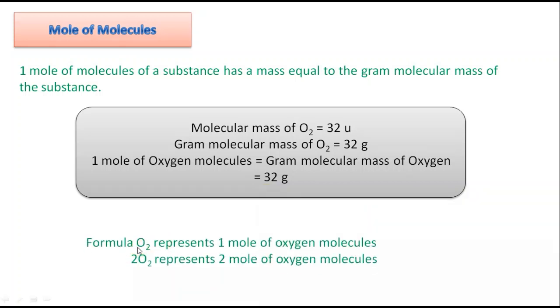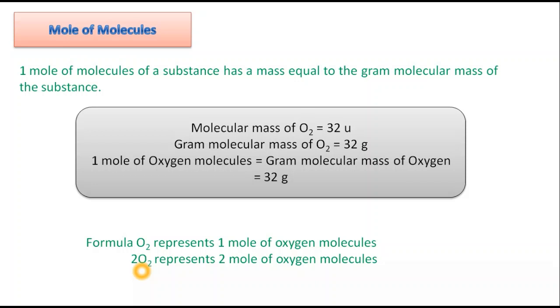Again, the formula O2 represents 1 mole, but if we have 2 times O2, that represents 2 moles of oxygen molecules. If we have 3 times O2, that represents 3 moles of oxygen molecules. And by knowing the mass of 1 mole of a substance, we can calculate the mass of any number of moles of that substance.